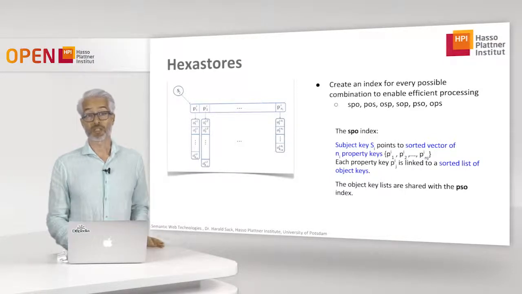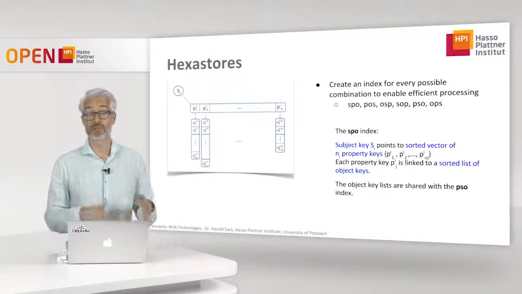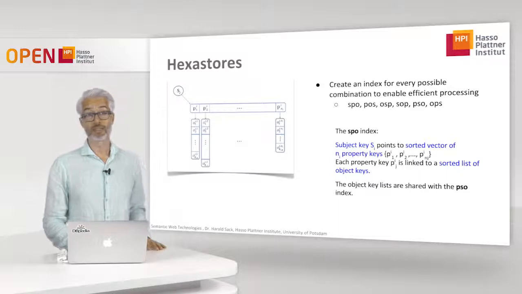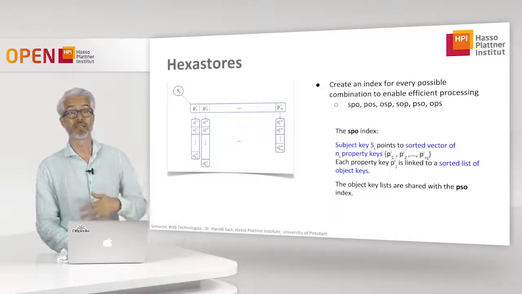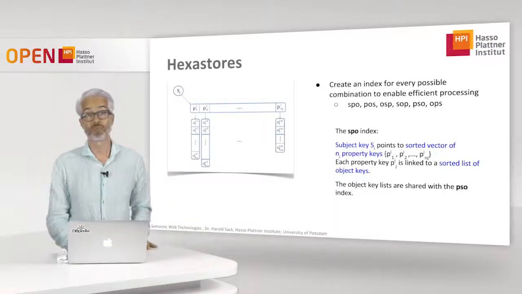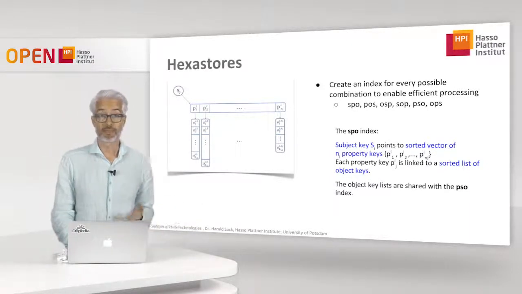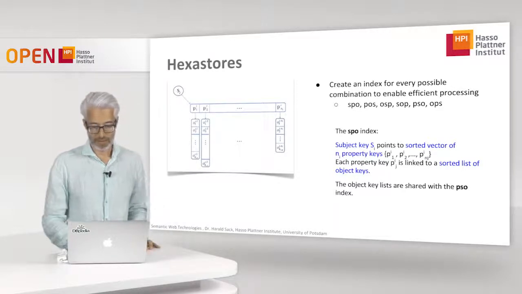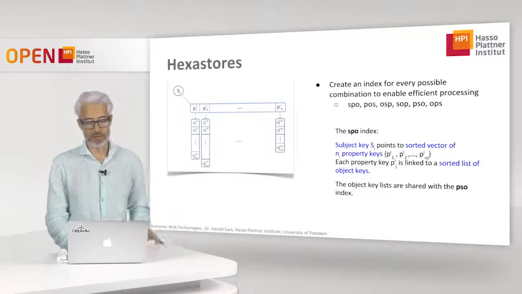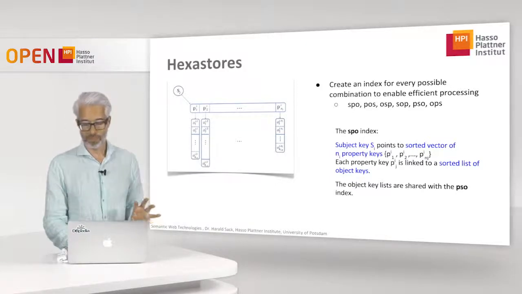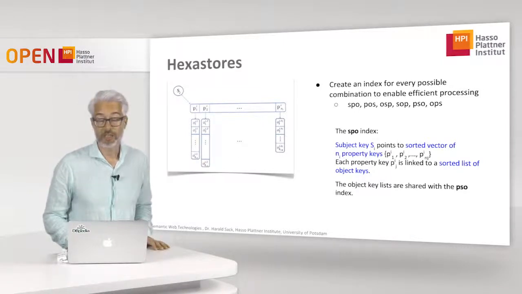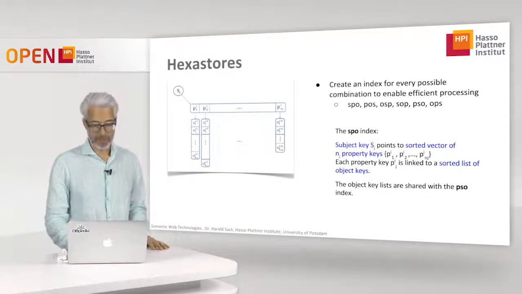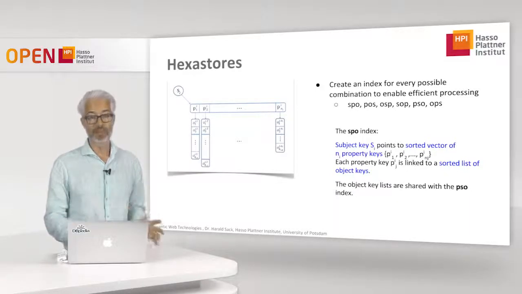If you come with the object first, of course, you must have another organization which starts with the object and goes then either to the subject or to the property. The nice thing is that in our example, the object part of the SPO index can also be used for the PSO index. So some data structures can be reused in other indices, which makes it a little bit more efficient.